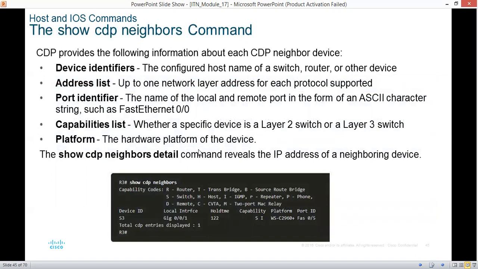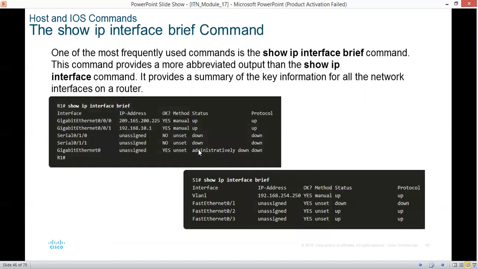The show CDP neighbors command actually is used to check for device identifiers, address list, port identifier, capabilities list. CDP will provide information about each CDP-enabled device. If you have two or more routers connected together, what we're saying is that if you must identify the content in each of those neighboring routers, this command, show CDP neighbors, goes a long way. You just issue on the router show CDP neighbors, and it provides more detailed information about the directly connected devices or routers or hops, what we call hops.